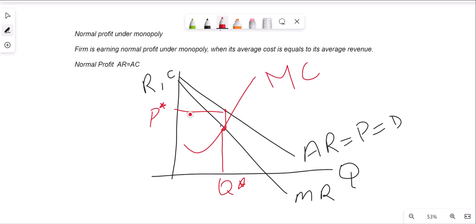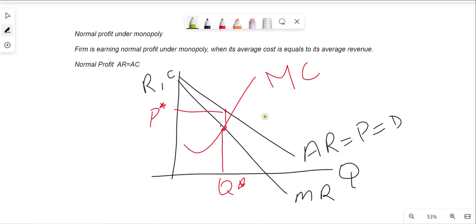For drawing normal profit, we just have to draw the average cost curve. Then we will see how graphically a firm is earning normal profit. We have to draw the average cost curve in such a way that it will cut the average revenue at this point, the point where we have decided the output level.